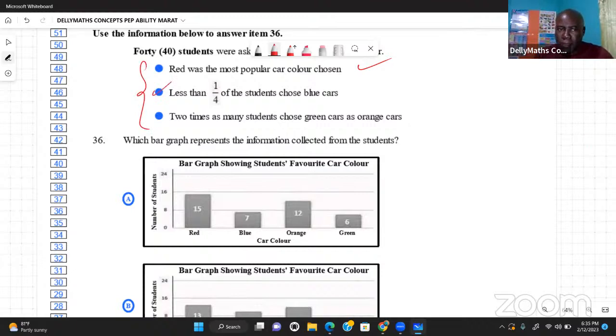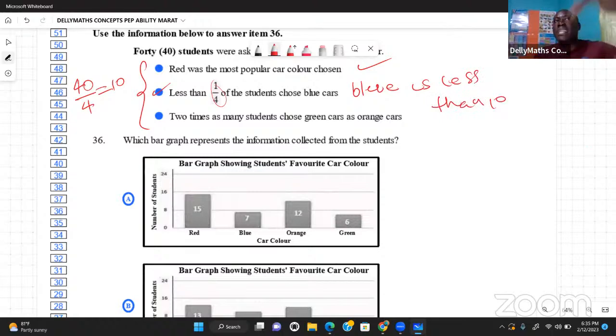Now, the next clue says, less than a quarter. I need to know what a quarter of 40 is. A quarter is to divide something by 4. That's 10. So technically speaking, I'm putting a number to this. Less than 10 shows blue. Blue is less than 10. I want to make sure I understand that. So I'm looking for blue to be 9 and under. All right, so red must be the tallest. Blue must be 9 and under.